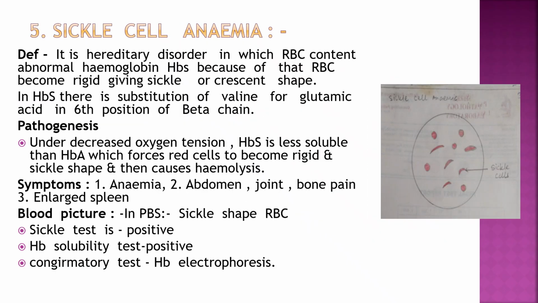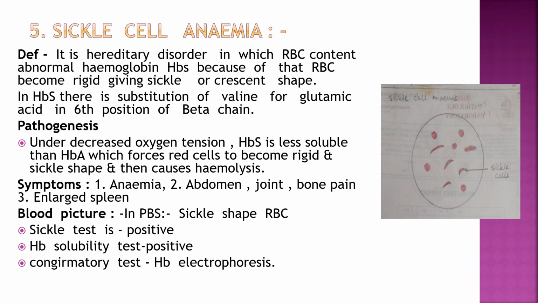Sickle cell anemia, as the name suggests, the RBCs become sickle or half-moon shaped because of the abnormal hemoglobin, HbS, in which there is substitution of valine for glutamic acid at the 6th position of the beta chain of the hemoglobin. This is a hereditary disorder. Because of the abnormal hemoglobin S, when there is deficiency of oxygen, like at high altitude, the RBCs become rigid and sickle shaped, and they are fragile and cause hemolysis.